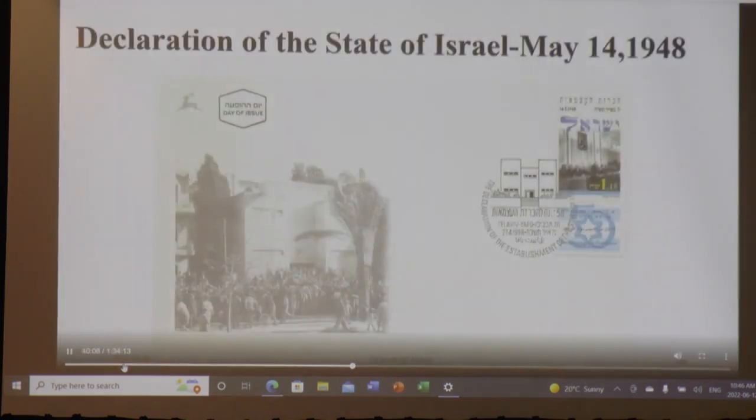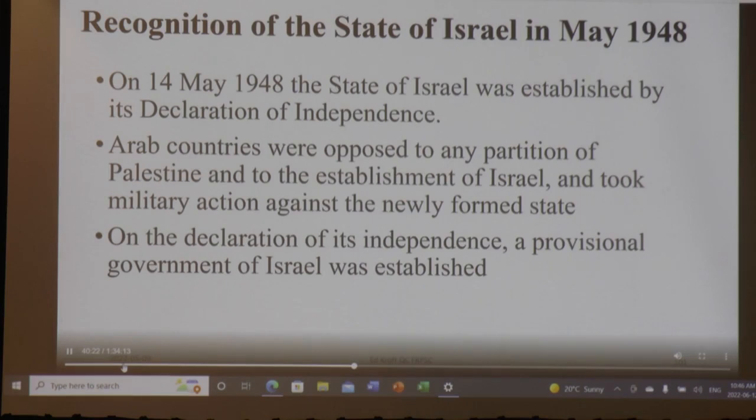It declared statehood. May the 14th, 1948. Here's Independence Hall in Tel Aviv. Here's the inside of Independence Hall in Tel Aviv, where Ben-Gurion declared the establishment of the State of Israel at the time. And the Arab countries were opposed to the partition of Palestine to begin with from the UNSCOP, from the UN Special Committee on Palestine.